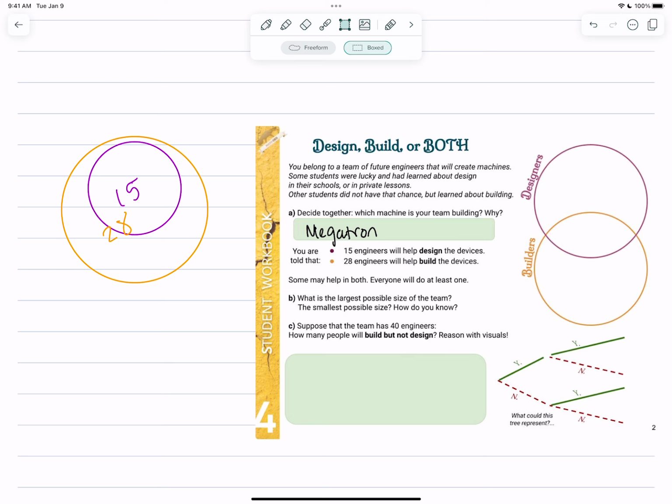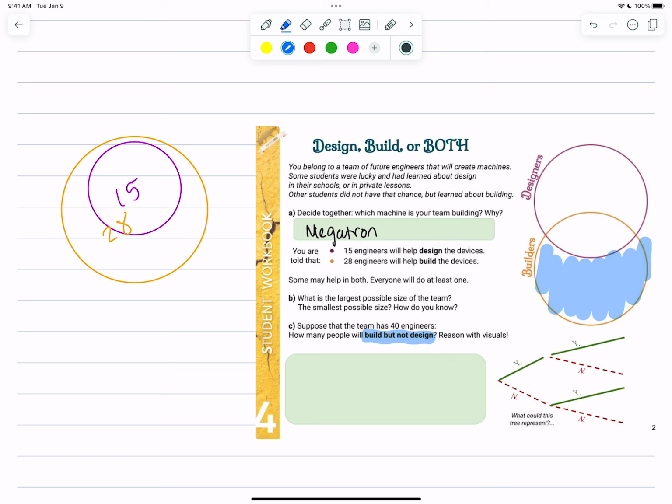So make sure you use visuals to reason that through. And then in part C, we suppose, what if there are 40 engineers flat out? The question is, how many people will build but not design? That's a really specific question. I think the best way to go about this is to really try to fill out this diagram. Encourage your students to look at this question by filling it out, and ask them, what part of this diagram does that correspond to? People who build but not design? Well, I think that corresponds to this area right here. So we really do want to fill out this diagram.